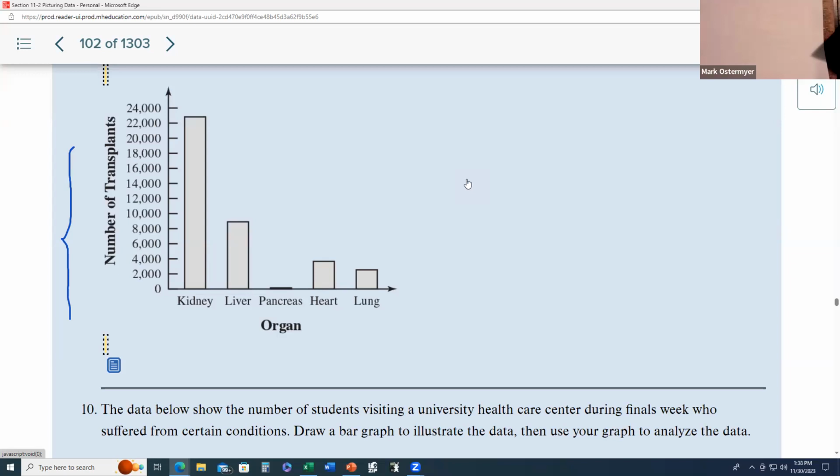But I don't know. Maybe it does, maybe it doesn't. It would be interesting to talk to a health professional that actually does these transplants to get their take on it. I'm just wondering. And pancreas is really low, and why is that?